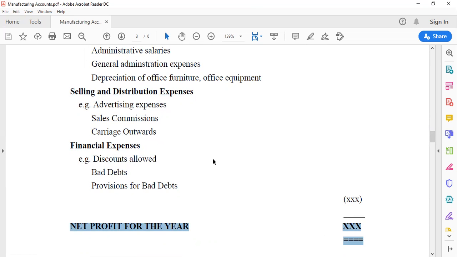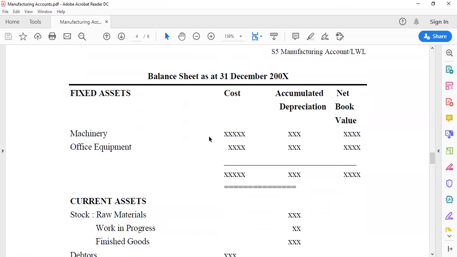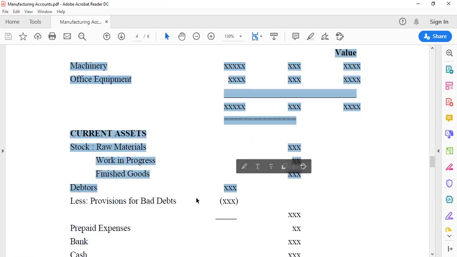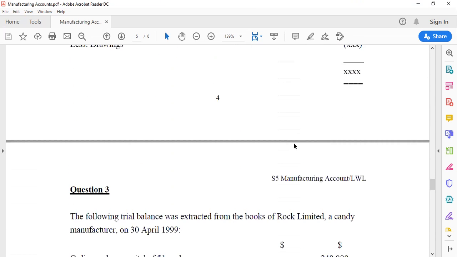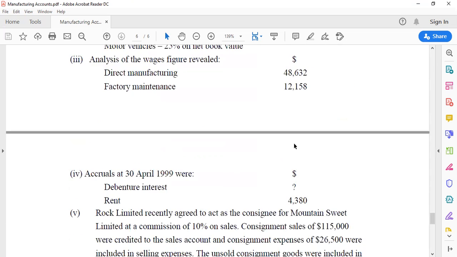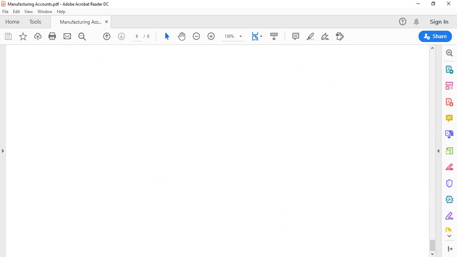And then the other final account of the manufacturing entity is the balance sheet. The only difference between the balance sheet of a manufacturing business and the balance sheet of a trading business is in the stock. A manufacturing business will have three types of stock: the stock of raw materials, the stock of work in progress, and the stock of finished goods. I think I have tried to explain the things here within the time. So unless you have any question, we look at an example. Do you have a question?